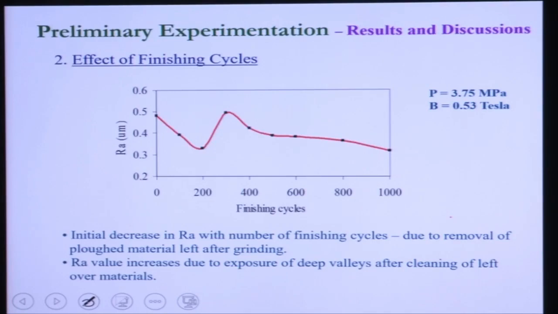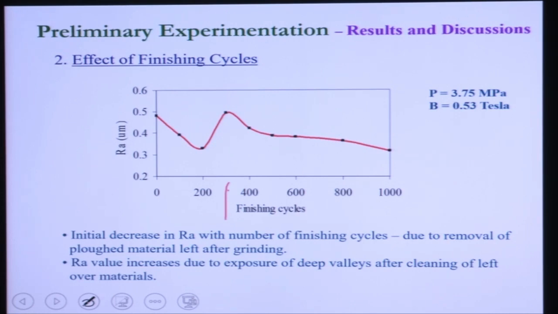Now with increasing the finishing cycle from 100 to 200 cycles, you can see the final surface roughness reduces. But when we increase from 200 to 300 finishing cycles, you can see the final surface roughness increases again. So what is the reason here? Why at the initial few cycles does surface roughness improve? Why after that does surface roughness deteriorate?